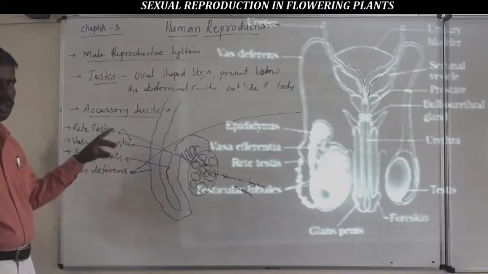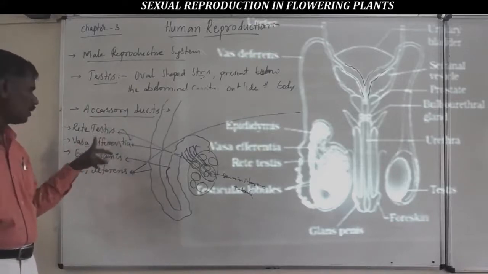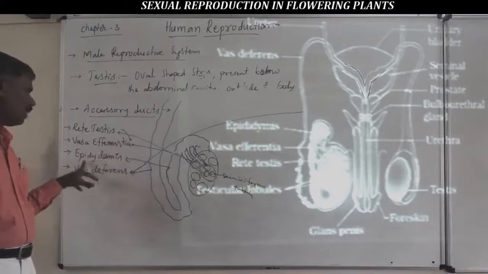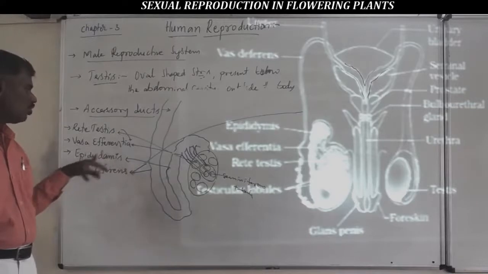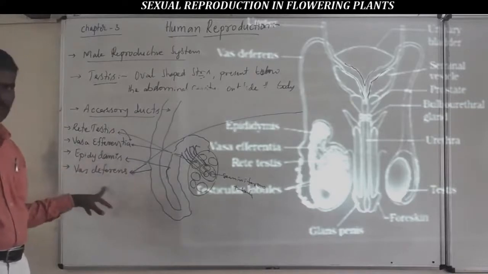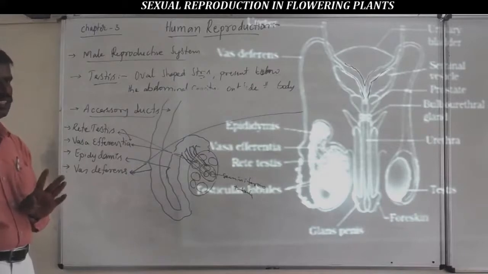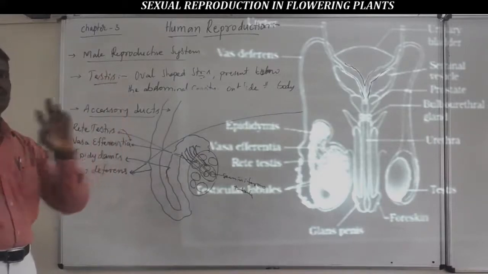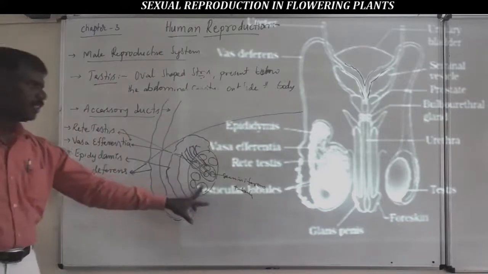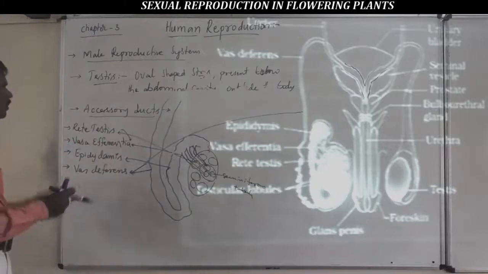So, do you understand those accessory ducts: rete testis, vasa efferentia, epididymis, vas deferens. These four types of accessory ducts are a set of ducts which transport the sperms from testis to penis. Next.